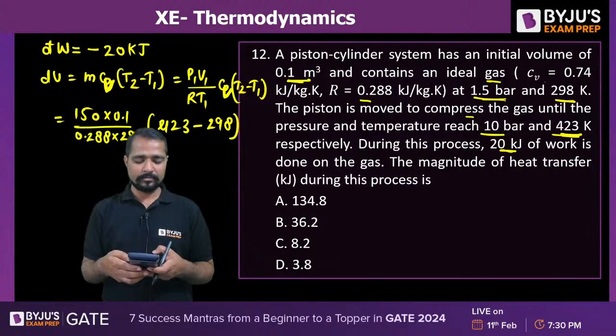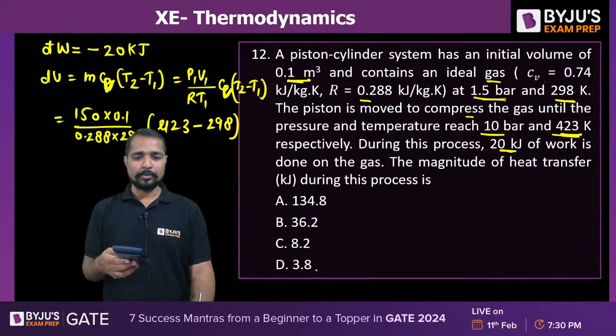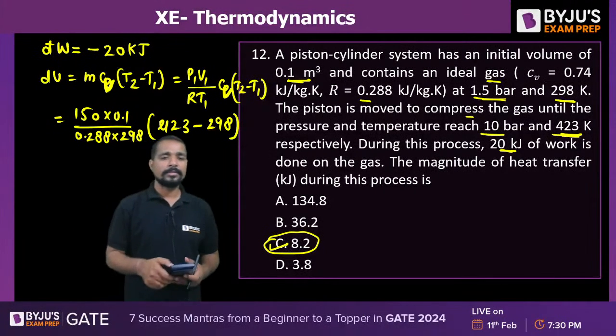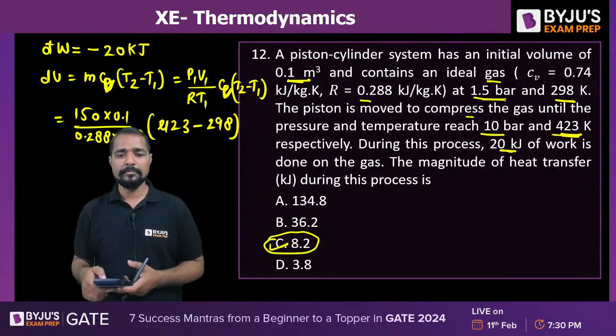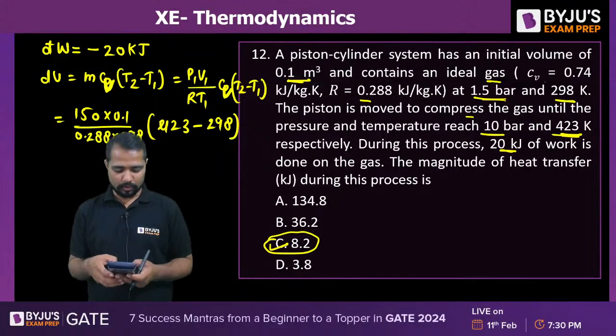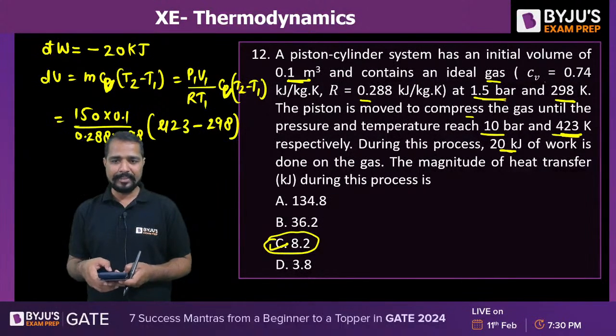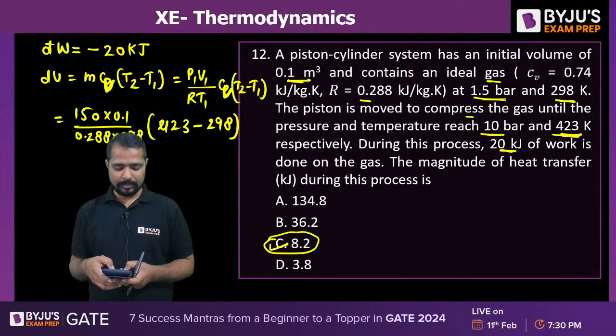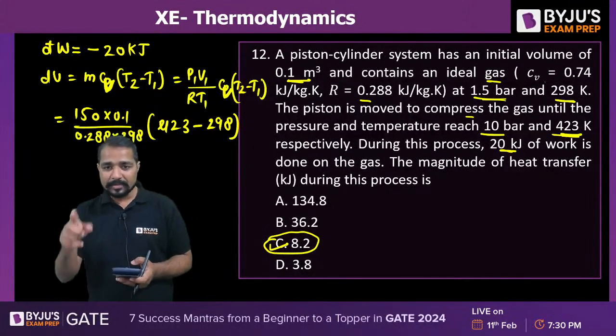Is this the answer? Is anything wrong? 423 minus 298, multiply by 150 bar, that will be in kilopascal, multiply by 0.1, divided by 298, and divide by 0.288. Okay, something is left to multiply by. What is this?